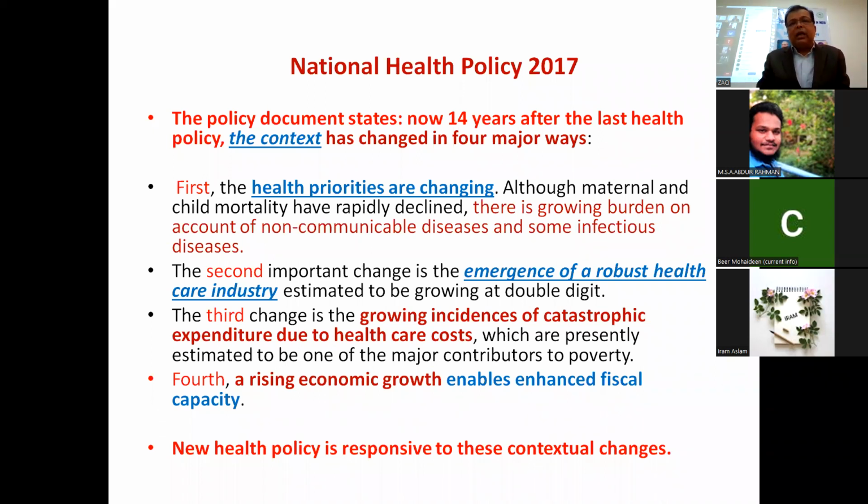Then the third change is the growing incidence of catastrophic expenditure due to healthcare cost. Now, when we are already having the corporate hospital in a viable mode, then what has happened? We have seen in the earlier lectures that the cost of healthcare has increased. So this policy takes into consideration that there is a catastrophic expenditure due to healthcare cost, and we need to address this by including some of the insurance or assurance models. So we will talk about these things also.